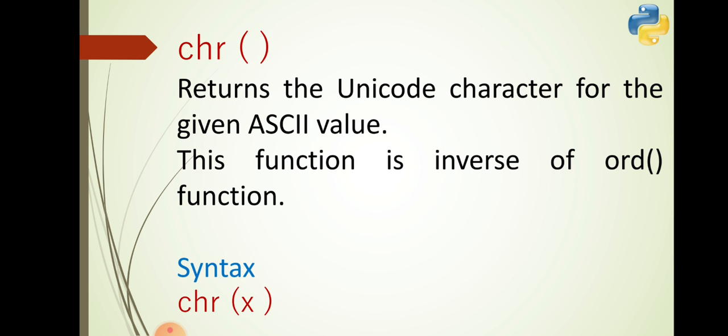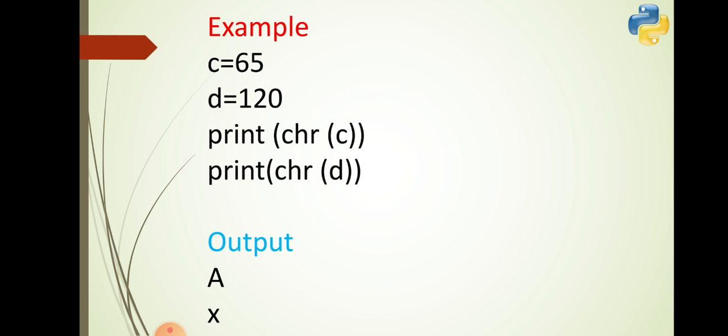So the next thing is character, CHR. It returns the Unicode character for the given ASCII value. So this is the inverse of the ORD function. To invert ORD, we use CHR. So look at this example, 65 and 120 are both numbers, but those numbers contain letters, isn't it? So the numbers will be changed into letters with the help of CHR.